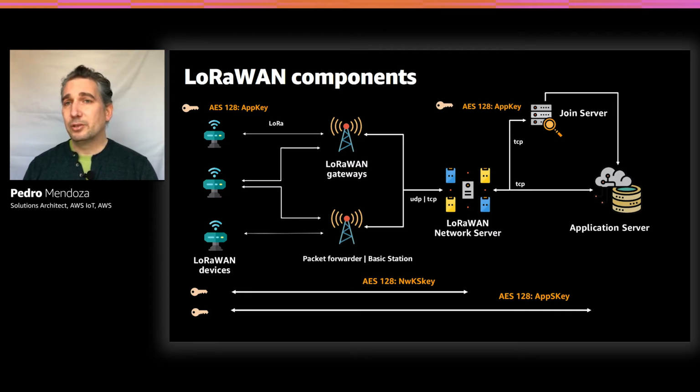So what is the application server? The application server is where the solutions are actually built based on the data ingested from the LoRa devices. These solutions can range from simple storage and visualization solutions up to more complex things like, for example, doing machine learning based on the data ingested from the devices.